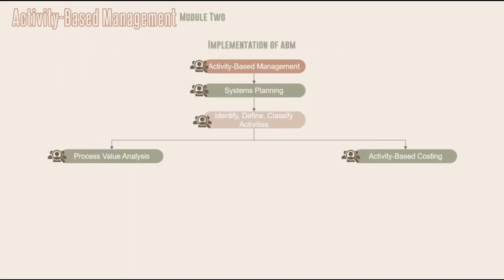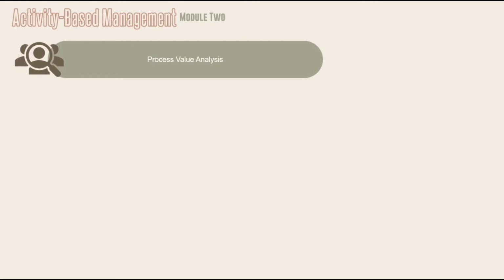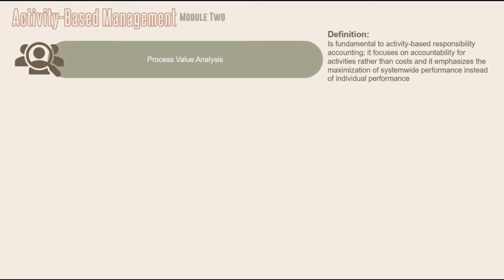Since we are done discussing the similar processes between the PVA and ABC, let us now proceed with the process value analysis. Process value analysis is fundamental to activity-based responsibility accounting. It focuses on accountability for activities rather than costs, and it emphasizes the maximization of system-wide performance instead of individual performance.